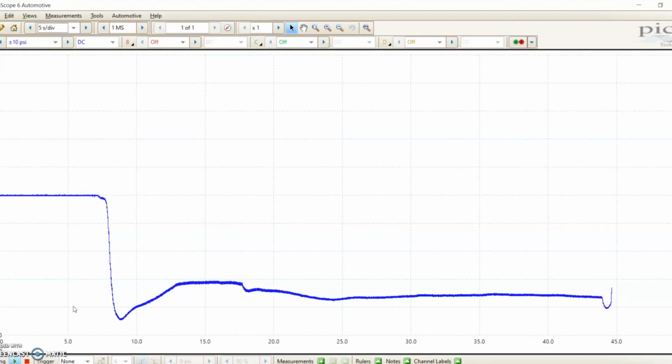So we're going to put a new purge valve on this, clear codes, reset fuel trims, and monitor to see what happens there, and I think we'll be good to go.